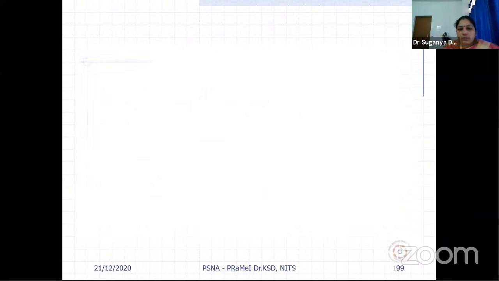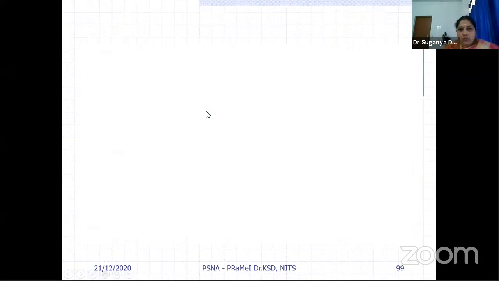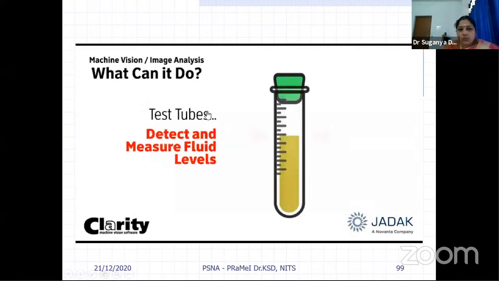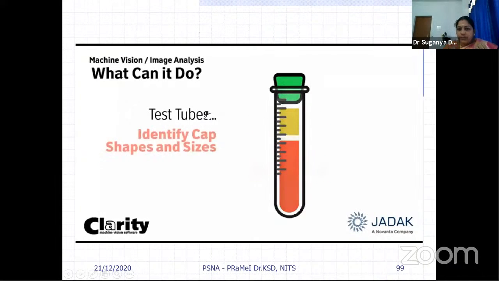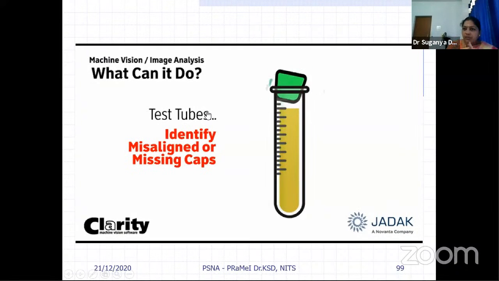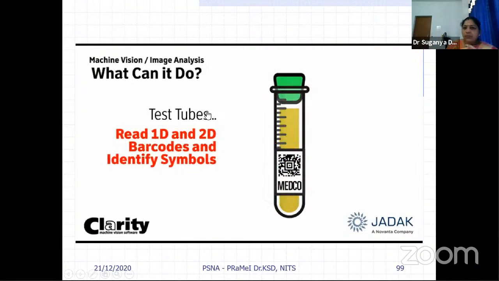So what next? This is actually very beautiful. In a simple lab itself, they are using machine learning algorithms, for example for detecting the height of the test tube. Nowadays in blood test labs, we give the blood samples. They have a barcode, and in the barcode they feed other information like the patient name, and the image only is sent there.